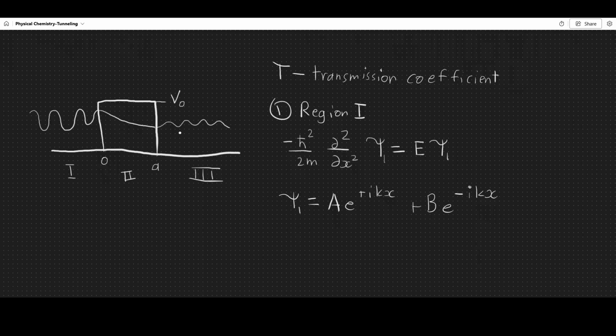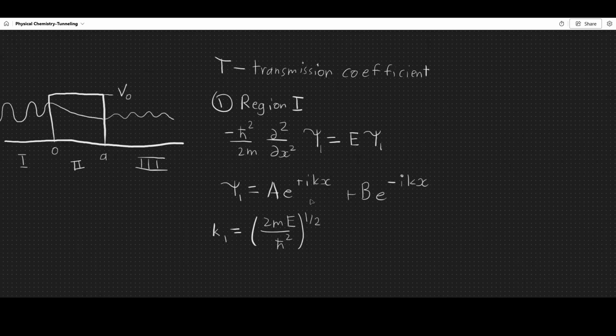And if we solve for k, these k's are important. We get k1 is equivalent to 2mE over h bar squared, all of that to the 1/2. Okay, so now we have our psi for region 1, and we have our k for region 1. So now we can tackle the next region. So we have region 2 now.